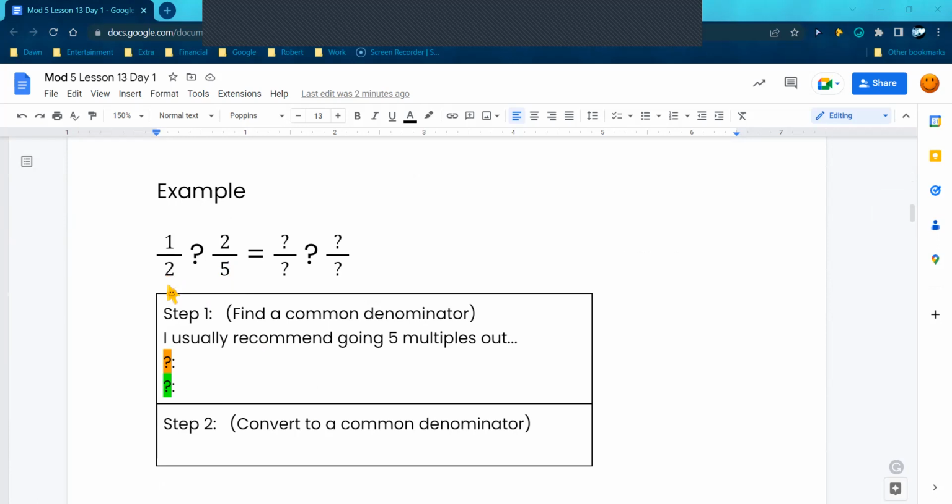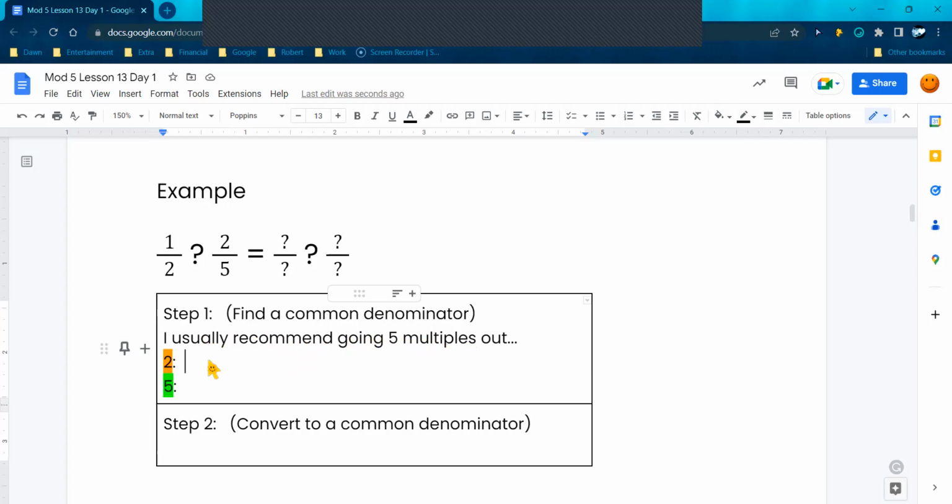So I need to look at these denominators. So I see the 2 and the 5. So right here in the orange, I'm going to highlight my question mark and I'll put a 2 in the orange one. In the green one, I'm going to highlight the question mark and I'm going to write a 5. So I have 2 and 5. Now, when finding our common denominators or finding our multiple, I usually recommend going 5 multiples out. If I need to go more, I can go more later.